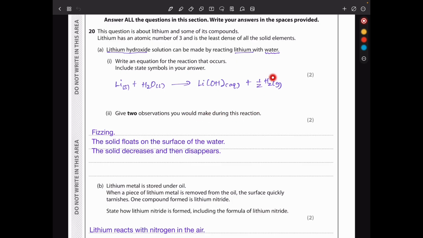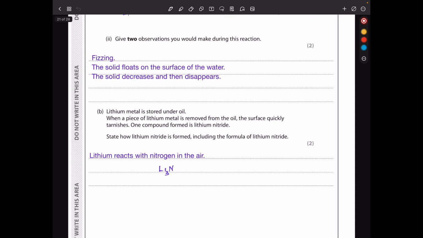Because hydrogen gas is formed as the solid moves on the surface, this is going to be fizzing, or some people could say bubbling. The solid is going to float on the surface of the water because lithium is less dense than water, and then the solid would decrease or it could disappear as the reaction proceeds.